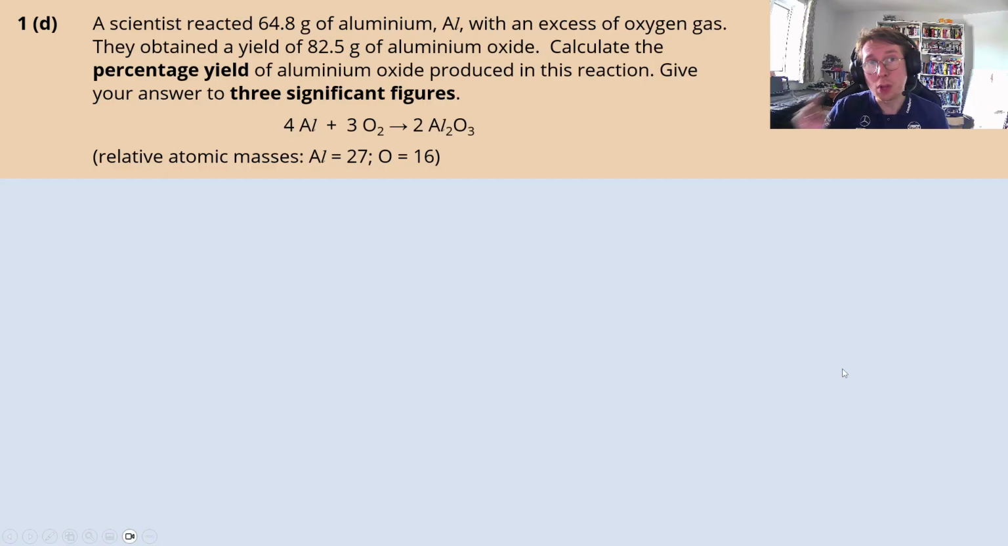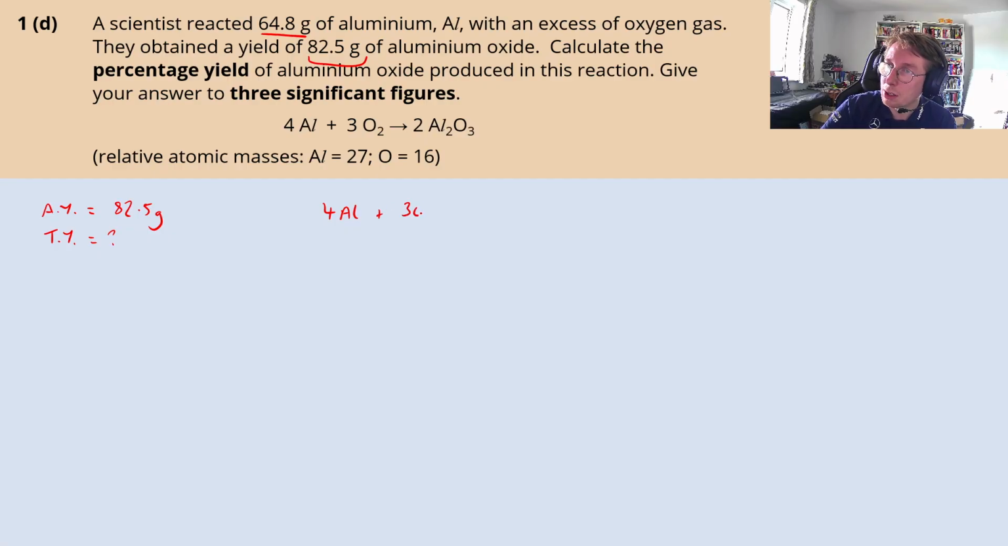There's one more question on percentage yield as part of this pack, and it's very, very similar to the last one we've just done. We're told that we're reacting 64.8 grams of aluminium, that's one of our reactants, with an excess of oxygen, and the yield obtained of aluminium oxide is 82.5 grams. So our actual yield is equal to 82.5 grams. Once again, our theoretical yield is not given to us. We're going to need to use the mass of our limiting reactant in order to figure it out.